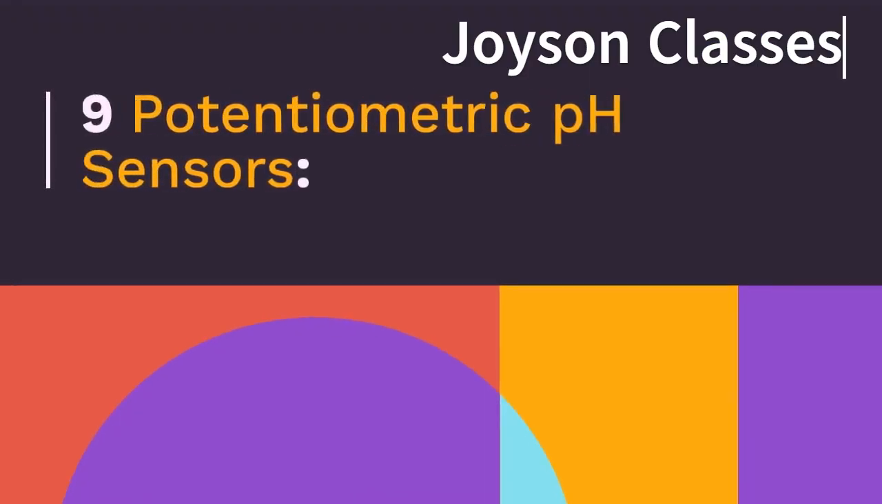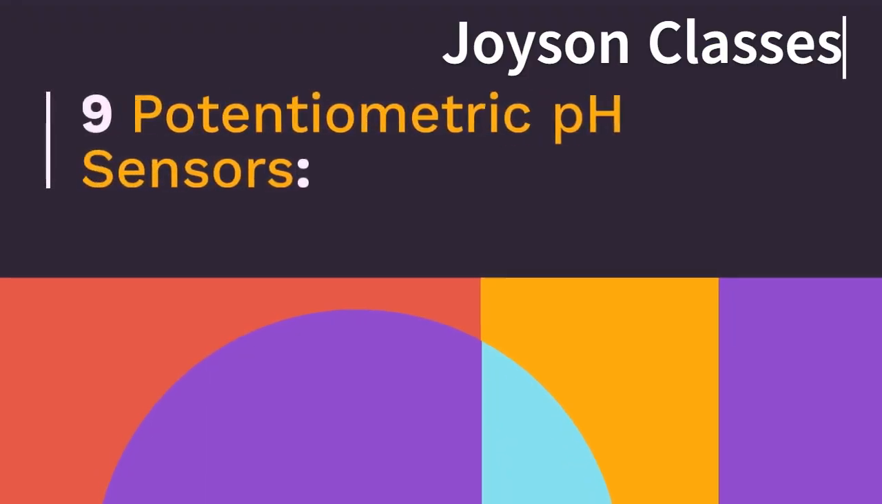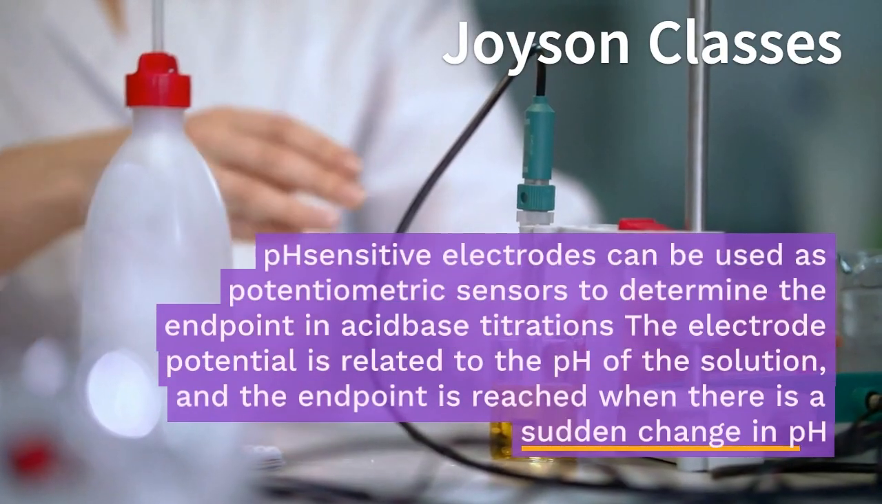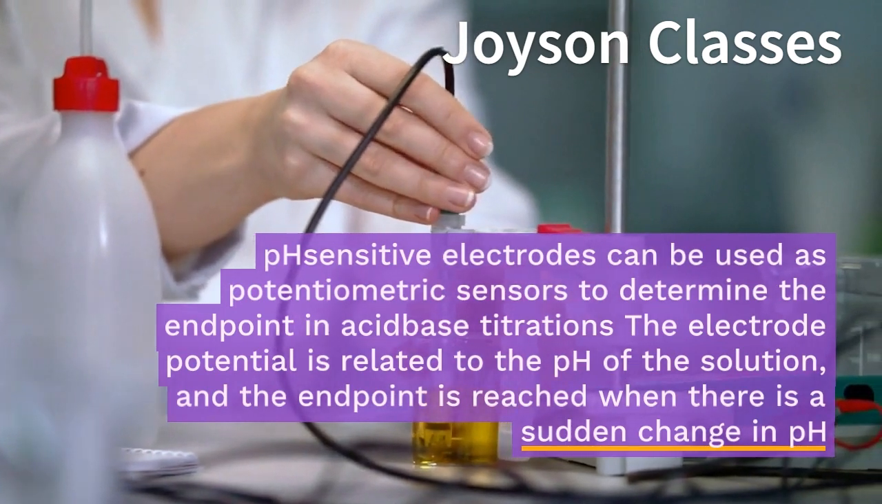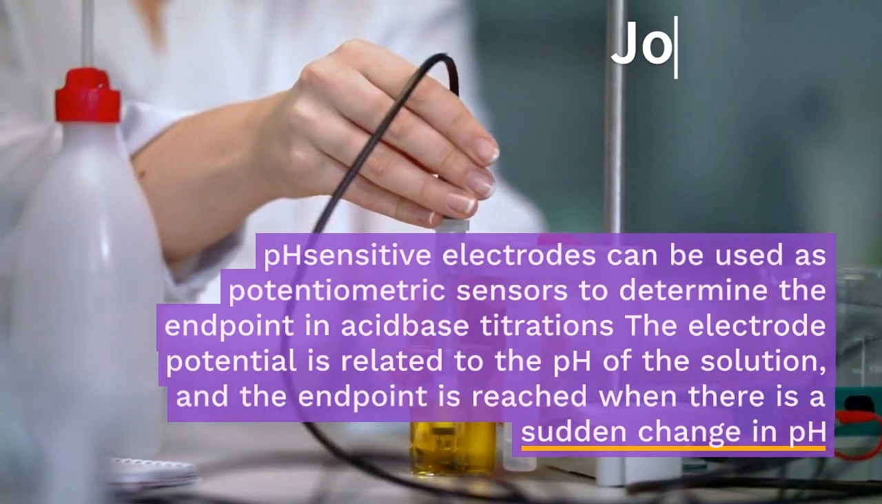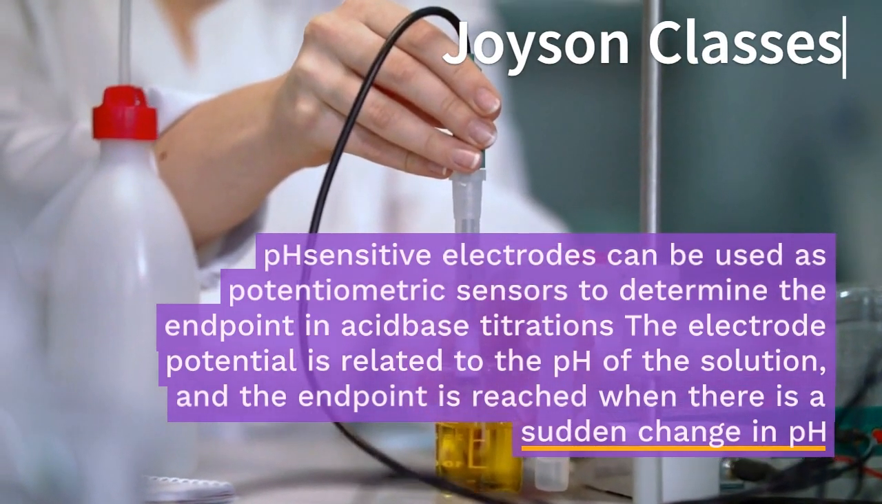9. Potentiometric pH sensors. pH-sensitive electrodes can be used as potentiometric sensors to determine the endpoint in acid-base titrations. The electrode potential is related to the pH of the solution, and the endpoint is reached when there is a sudden change in pH.